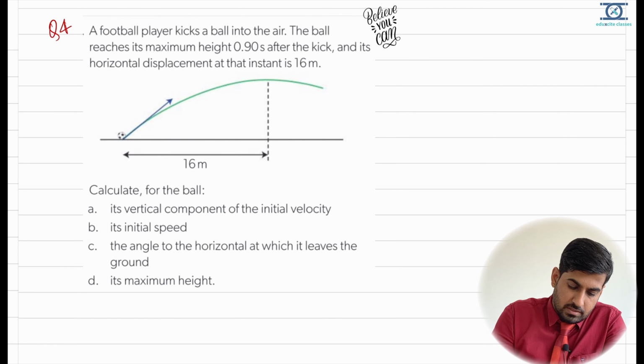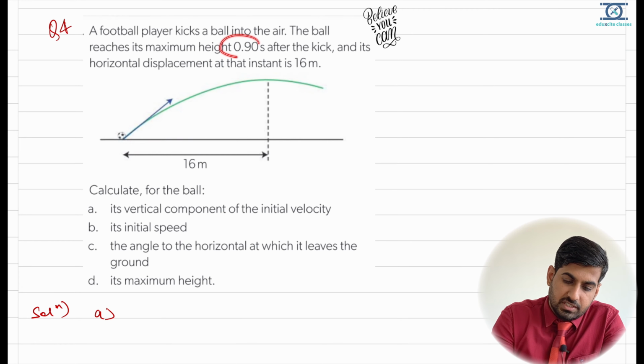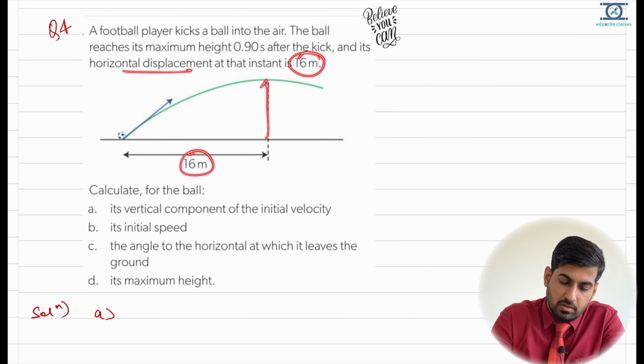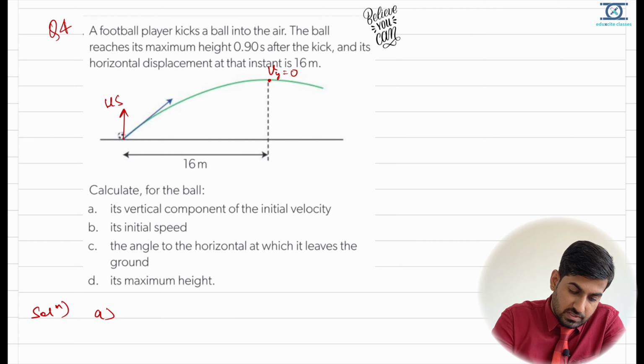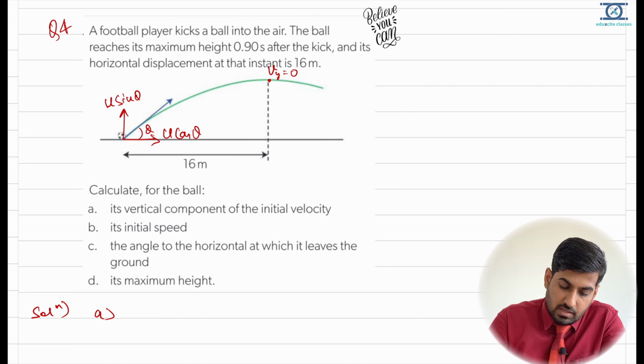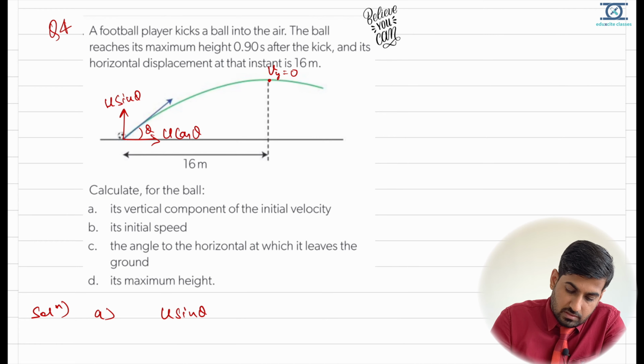Okay. Now in this part, it is mentioned it reaches the maximum height at 0.9 second. And its horizontal displacement is 16 meter at that particular moment. So first of all, we have to find out the vertical component of the initial velocity. Now I can say at this point, the vertical velocity will be 0, right? And assuming this as u sin theta and this as theta and this as u cos theta.